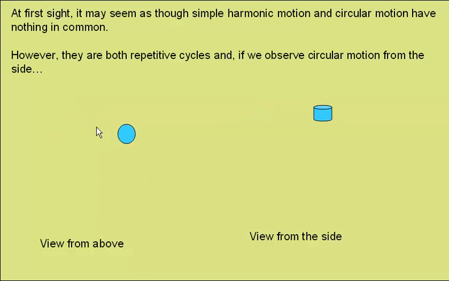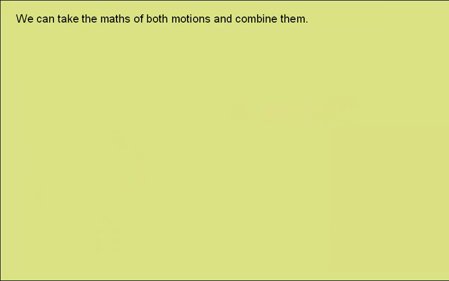this is looking at an object from above, clearly exhibiting circular motion. Here we're looking at the same object, but from the side, and this appears to be exhibiting simple harmonic motion. We can take the maths of both motions and combine them for circular motion and simple harmonic motion.